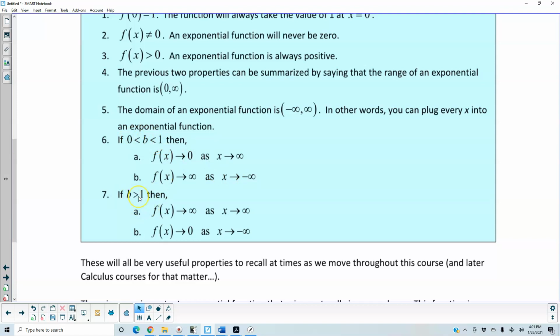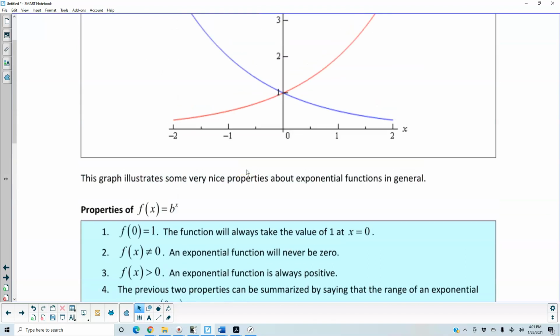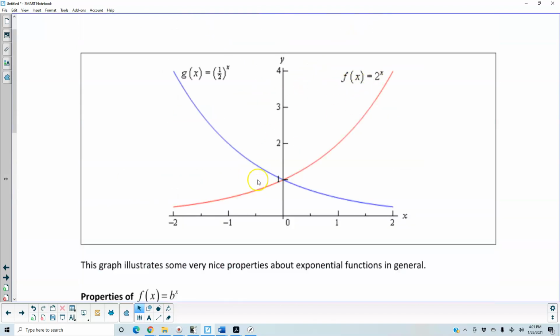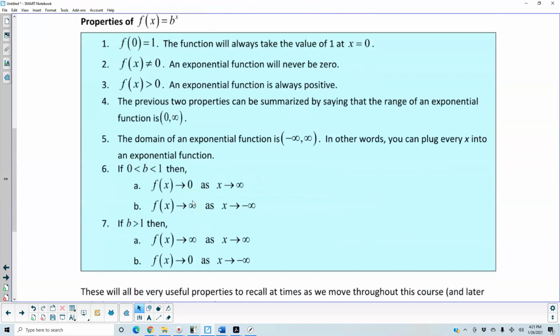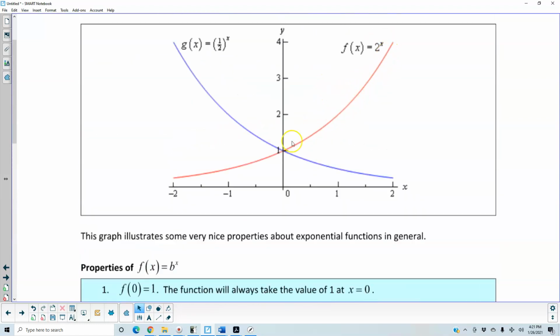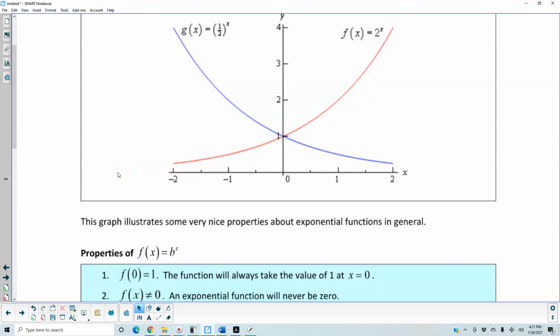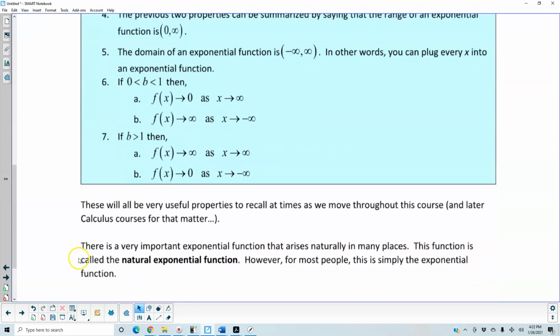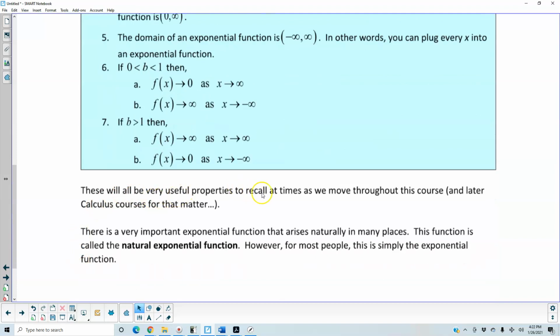Now, if the base is greater than 1, for example, here we have 2, so we know that that's greater than 1, then the function is approaching infinity as x approaches infinity. Now, if you look at the function here, the function is approaching 0 as x is approaching negative infinity. Now, these will all be very useful properties to recall at times as we move throughout this course, and later calculus courses for that matter.